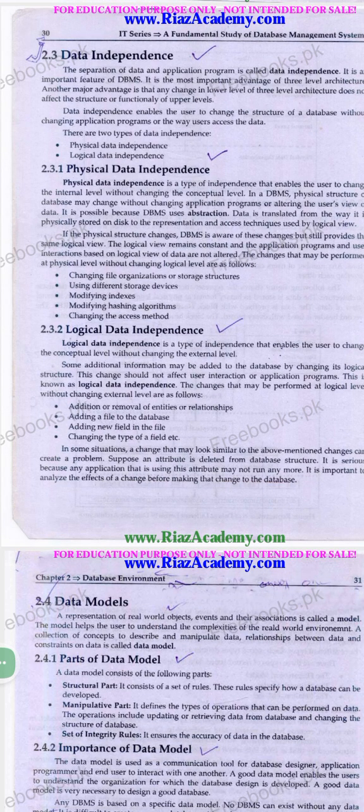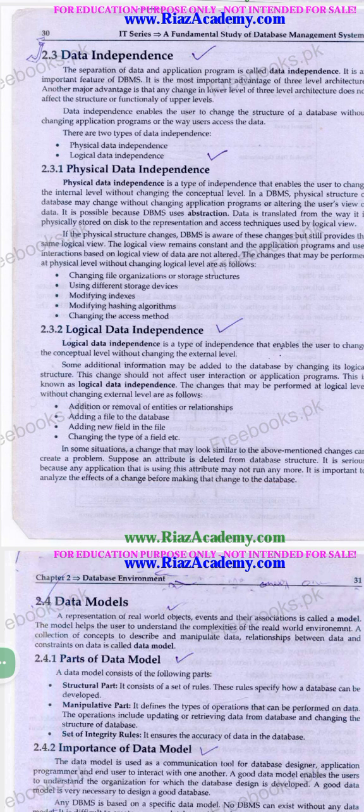Next we have logical independence. In logical independence, you can change the conceptual schema without changing the user's view or external view. If we change the schema at the conceptual level of the database, it will not affect your external view. This is the concept of logical independence.